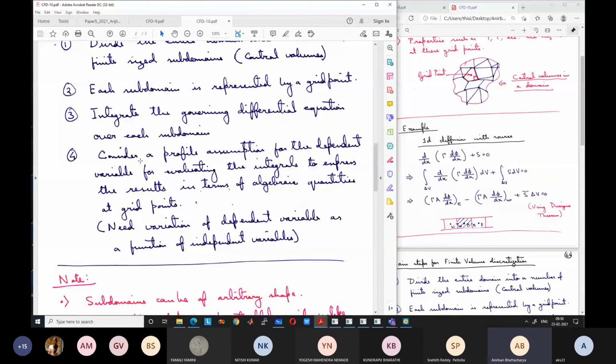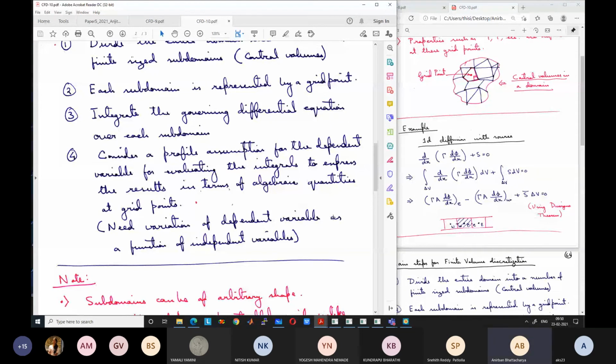To evaluate the integrals so that we can express the flux values as a function of the grid point values. Okay, to evaluate the integrals to express the results in terms of algebraic quantities at the grid points. Basically we need the variation of dependent variables as a function of independent variables like x and y, so that we can find out the flux values. So this is the method.